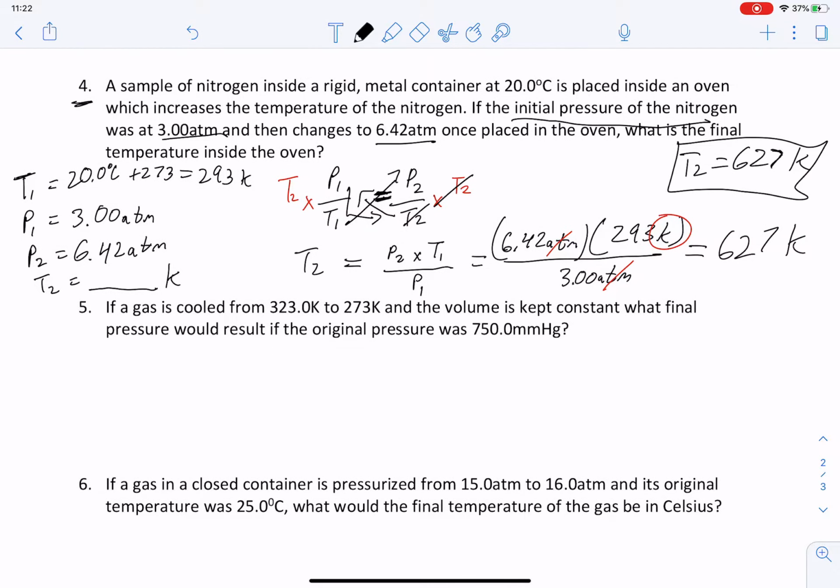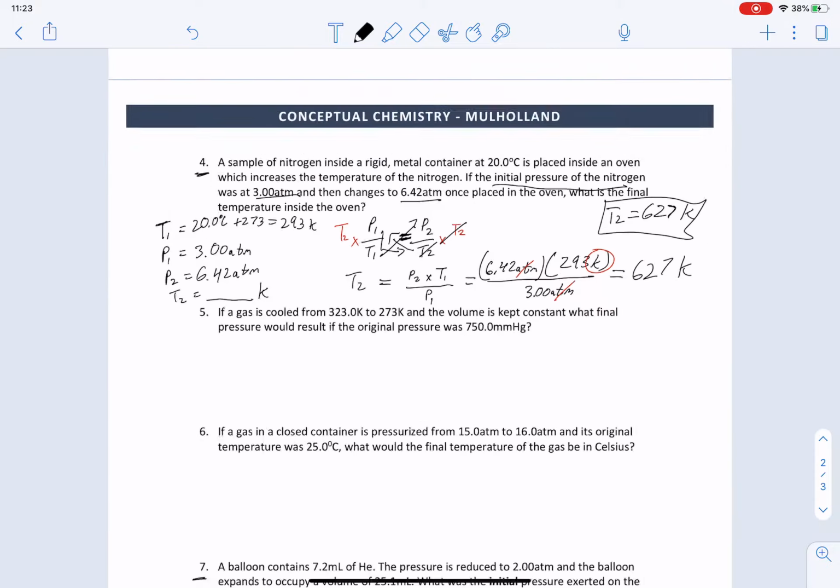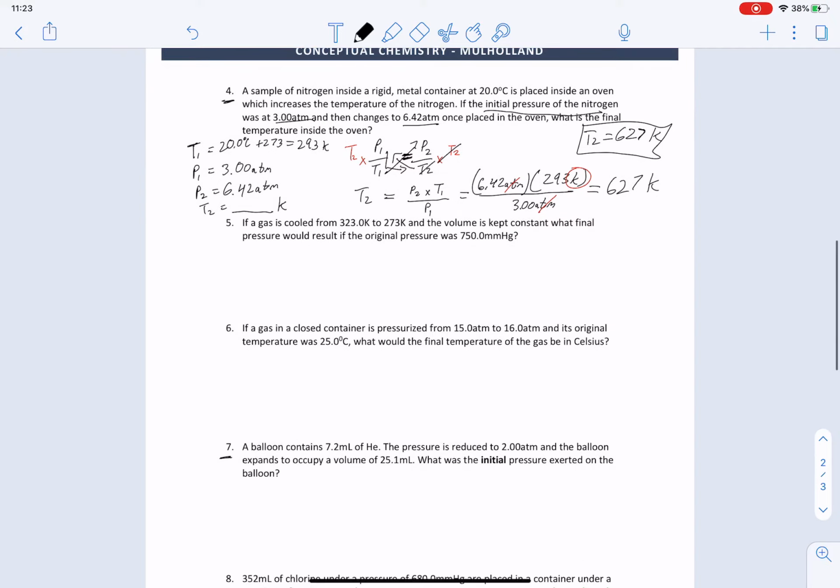It goes up quite a bit. We see our pressure got more than doubled, and our temperature also got more than doubled. So temperature and pressure are directly related to each other. Okay, that's important.